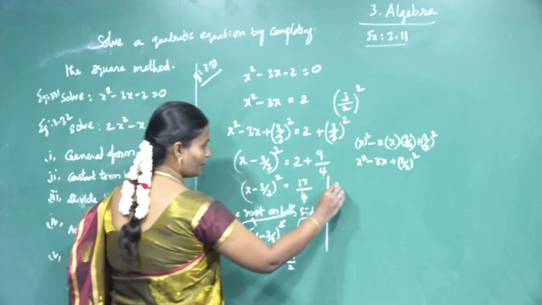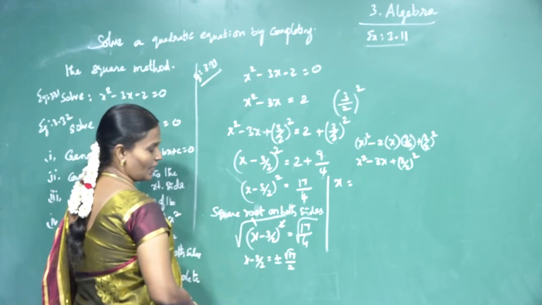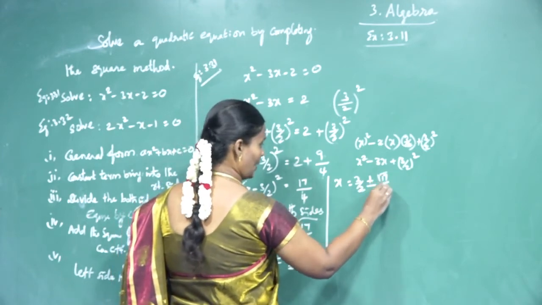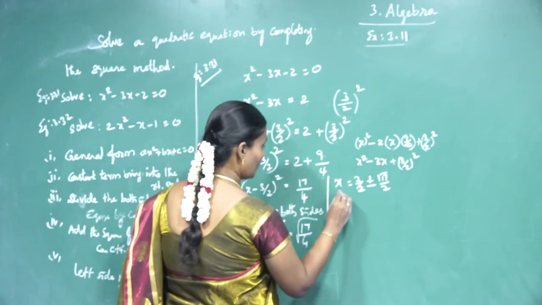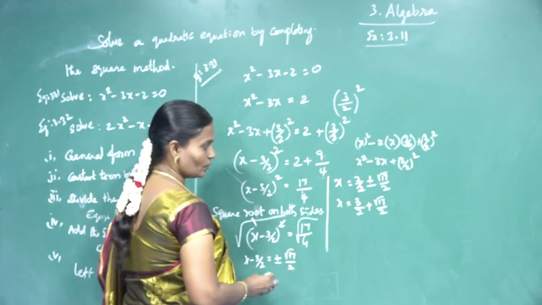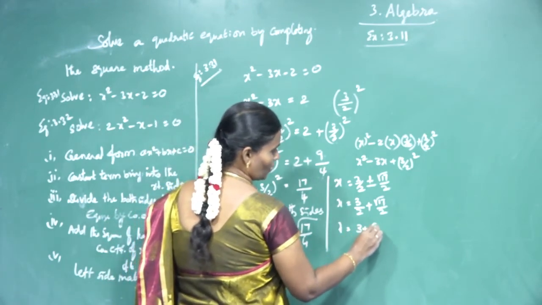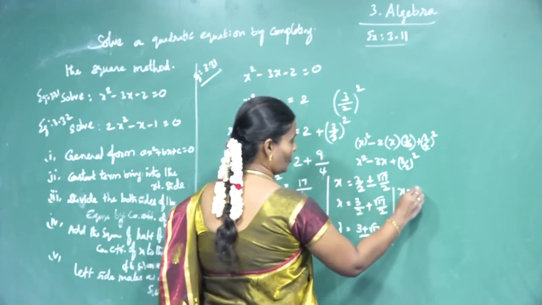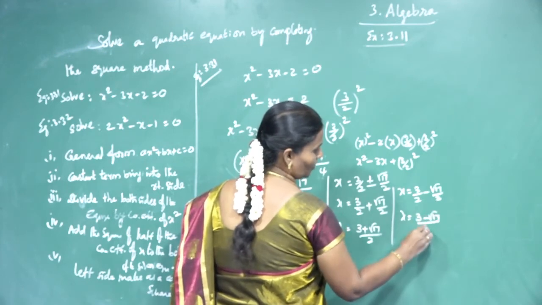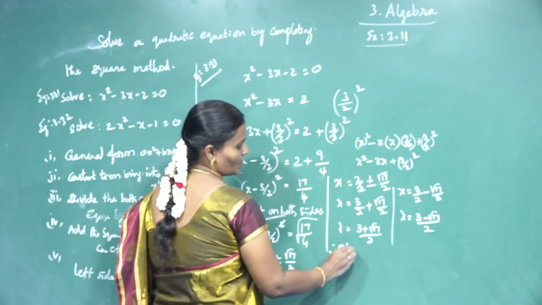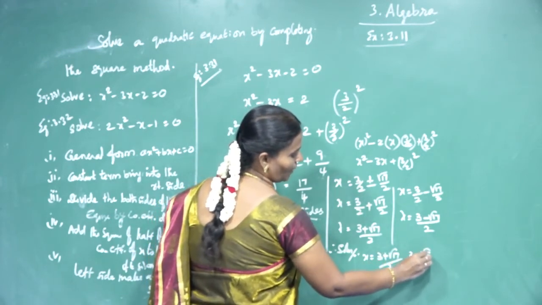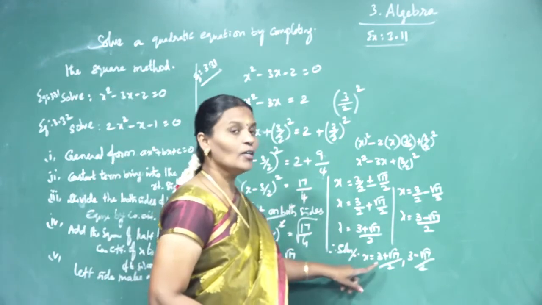Now x is equal to this minus 3 by 2, bring it to the right side, so that becomes positive. So 3 by 2 plus or minus root 17 by 2. So x is equal to 3 by 2 plus root 17 by 2, that is, x is equal to 3 plus root 17 by 2. And one more: x is equal to 3 by 2 minus root 17 by 2, so x is equal to 3 minus root 17 by 2, with the common 2. Therefore, the solutions are x is equal to 3 plus root 17 by 2, comma, 3 minus root 17 by 2. Because this is a quadratic equation, we get 2 solutions.